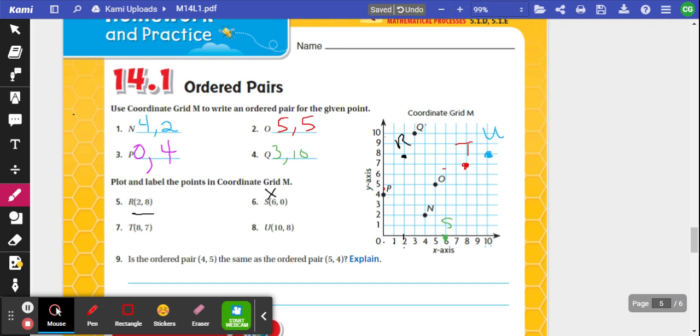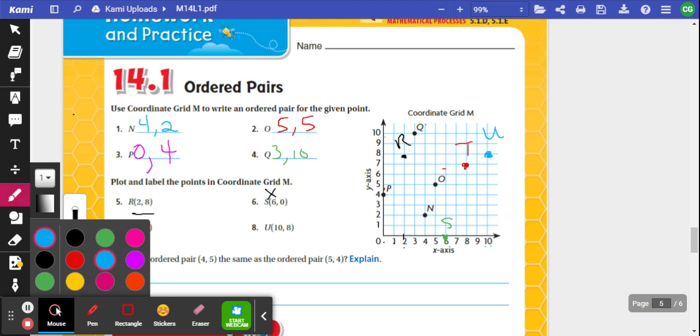Is the ordered pair 4, 5 the same as the ordered pair 5, 4? Yes or no? Well, let's look at this. I'm going to do 4, and I'm going to change the color just so that we can see it.